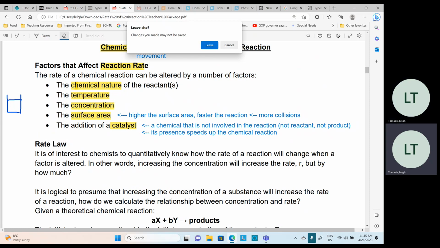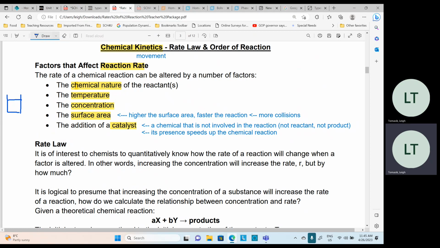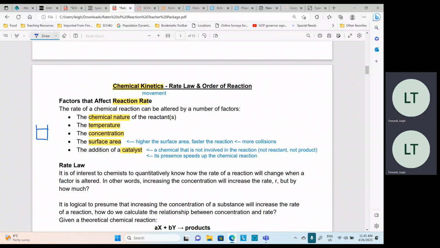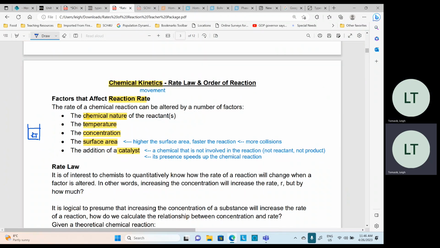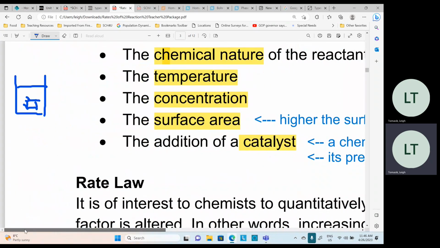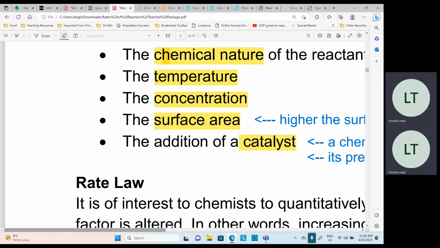In one beaker, you have a block. This is terrible. I'm going to get this, guys.